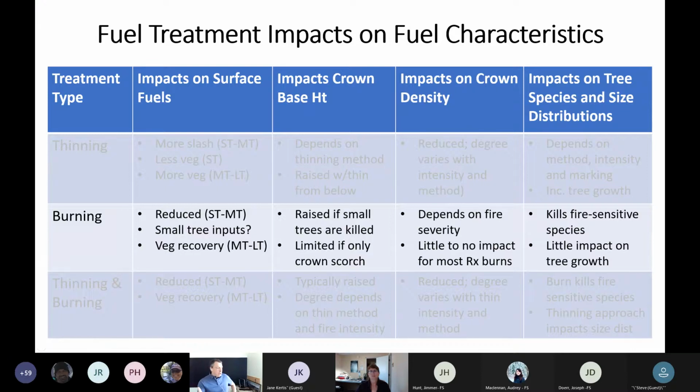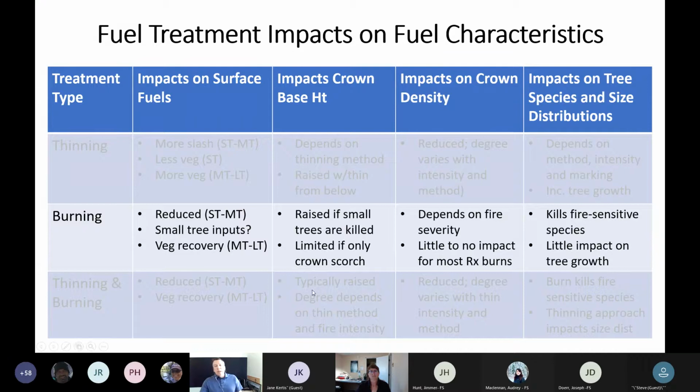And surface fire, I should say, like broadcast prescribed burns, has the potential to increase crown base heights if it's successful in killing small trees. So if you can reduce some of that ladder fuel component, which is most likely when that ladder fuel component consists of fire susceptible species, like some of our shade tolerant conifers in west side forests. When we think about small grand fir and white fir or western hemlock or western red cedar, things along those lines.